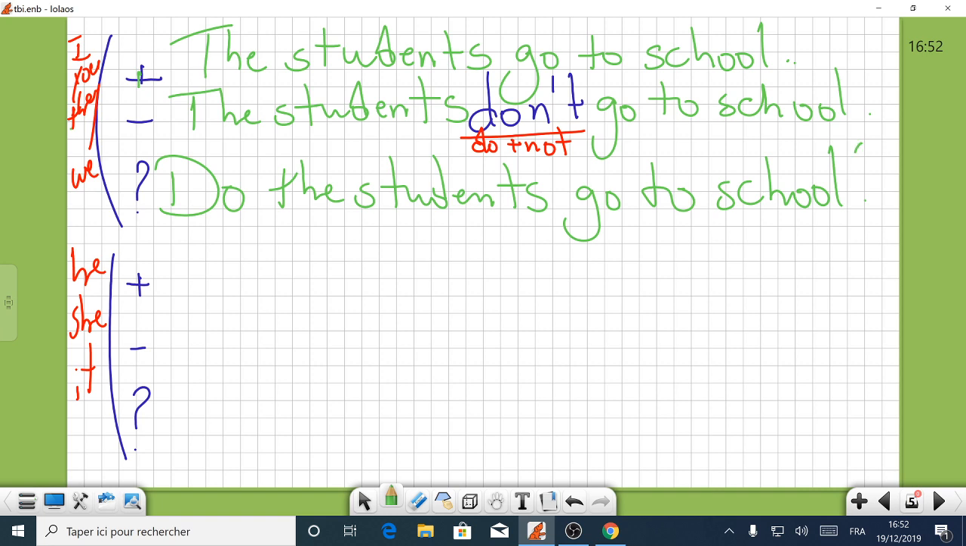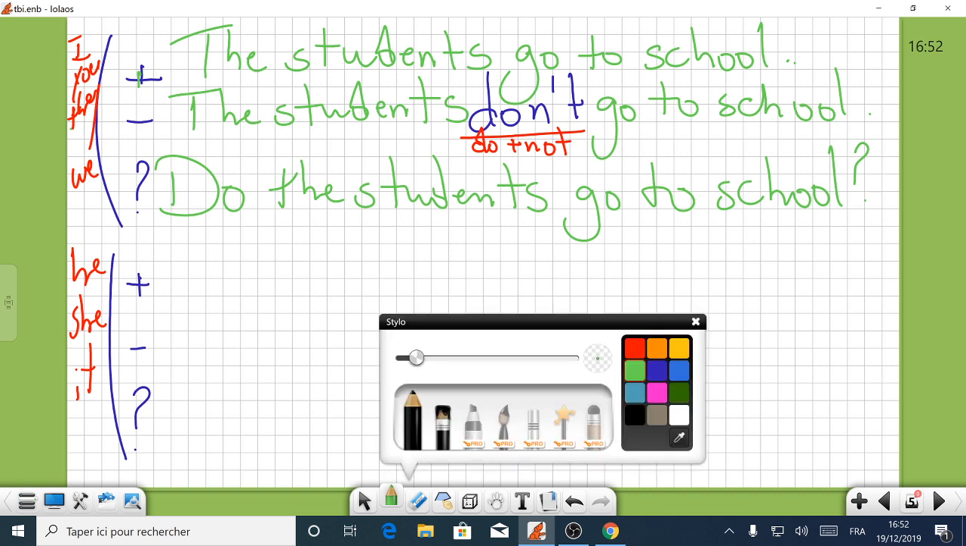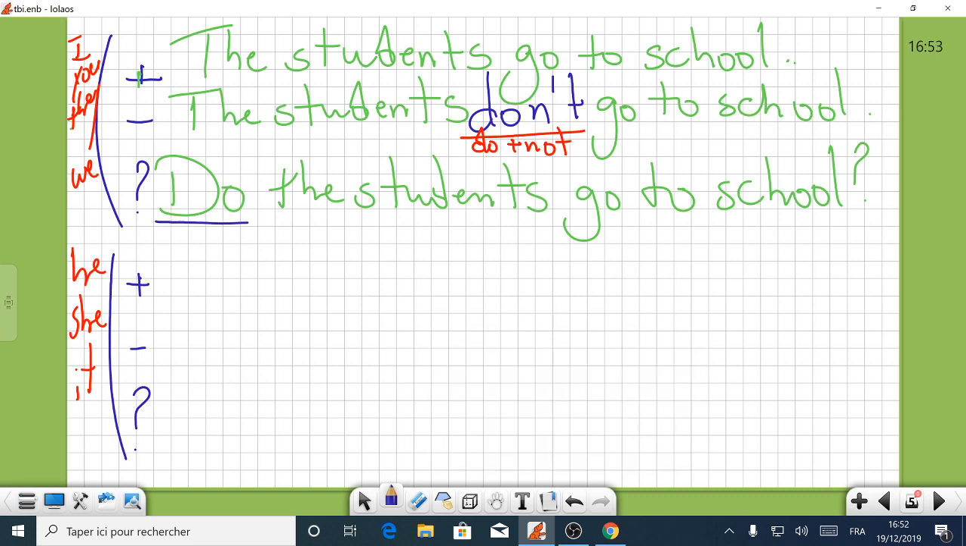Of course, here we shouldn't forget the question mark. Do the students go to school? As you can see, we have do plus the subject plus the verb in the infinitive. So for the first category, if you want to see the three forms, positive, negative, and question form, we say the students go to school. As you can see here, go with no s, with nothing, because it's present simple, the first category.